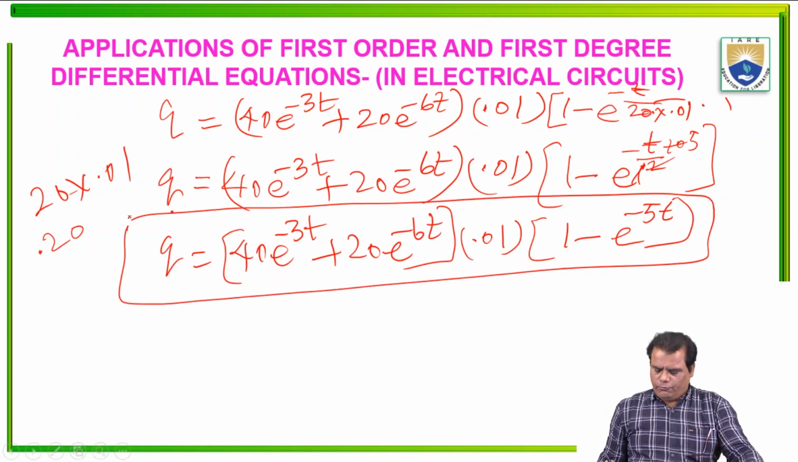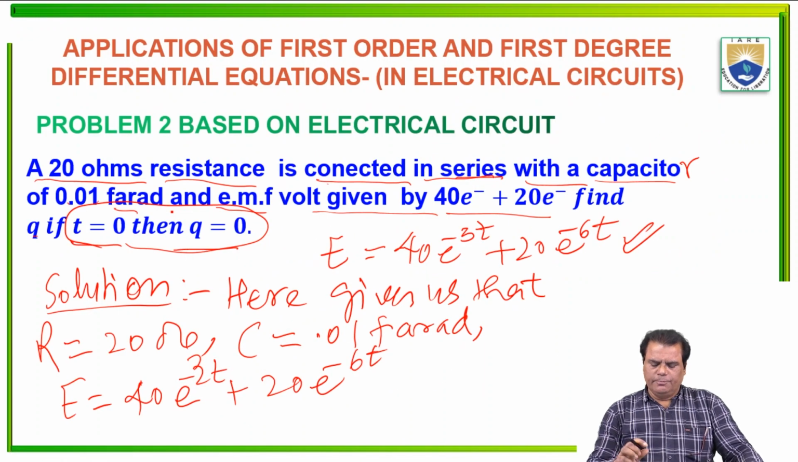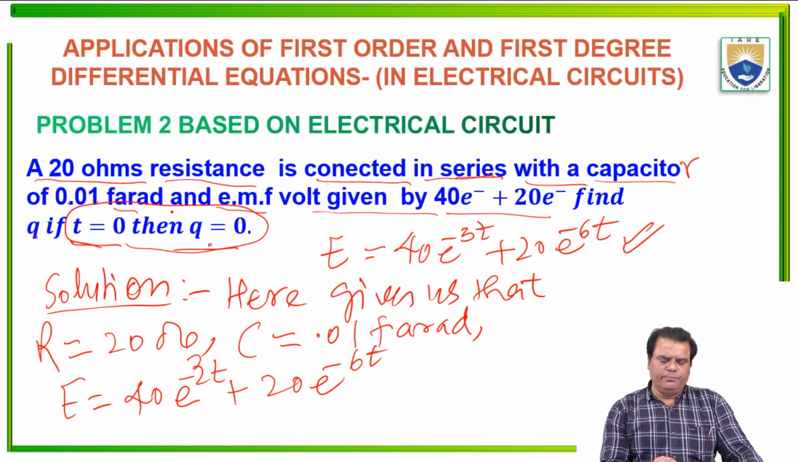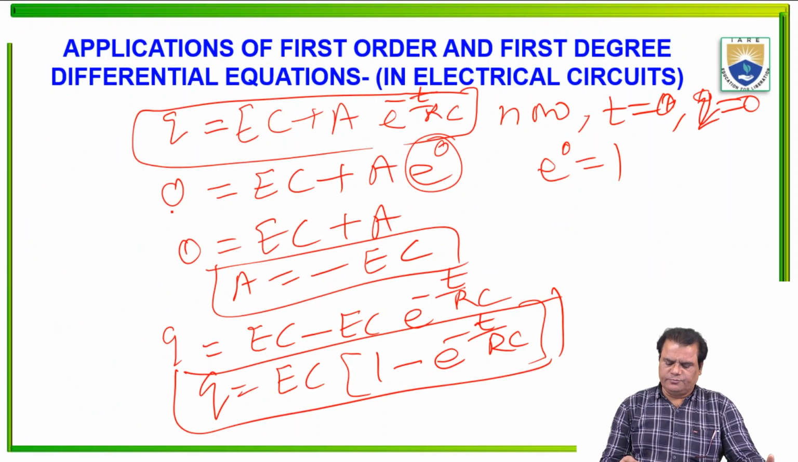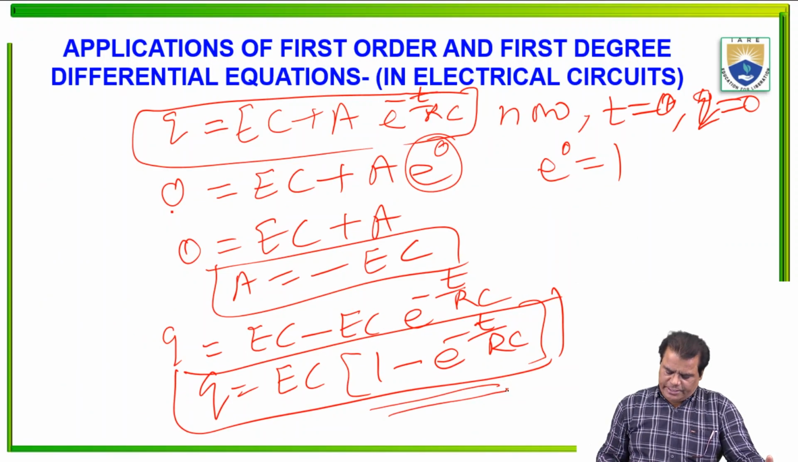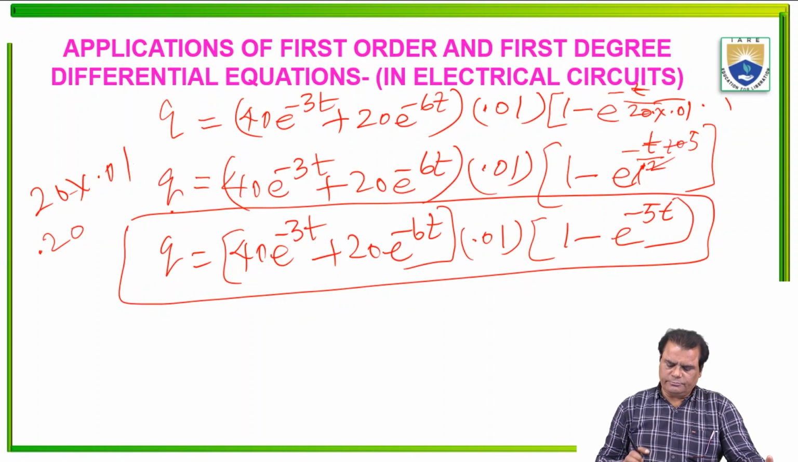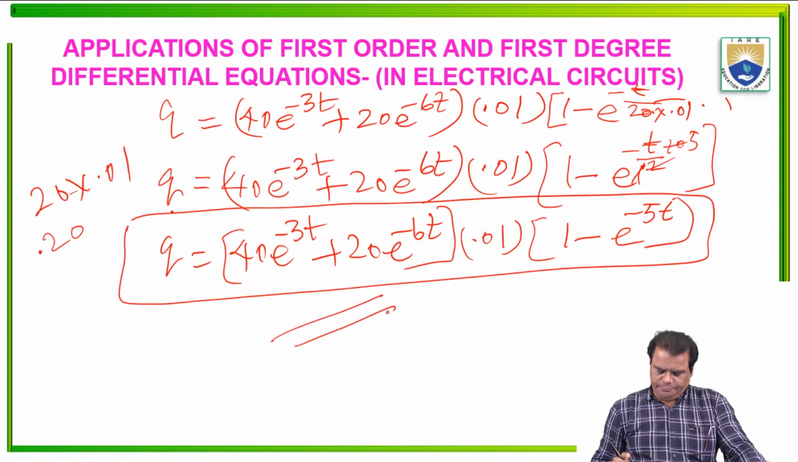Okay, now what happened in our problem? The condition is if t is 0 then q is 0. So we can find this result. This is the answer. The answer is always in t here. Okay, this is the answer. Thank you.